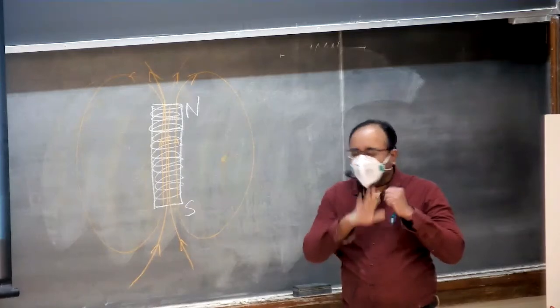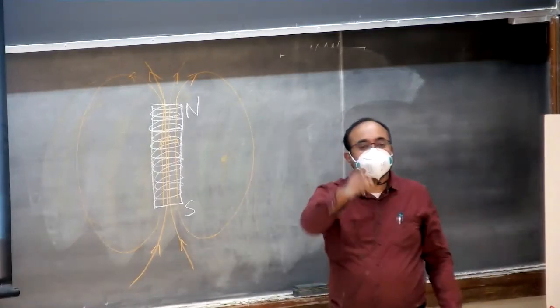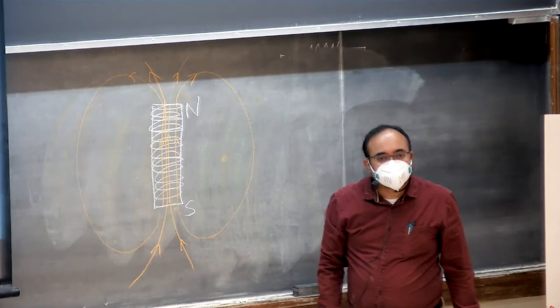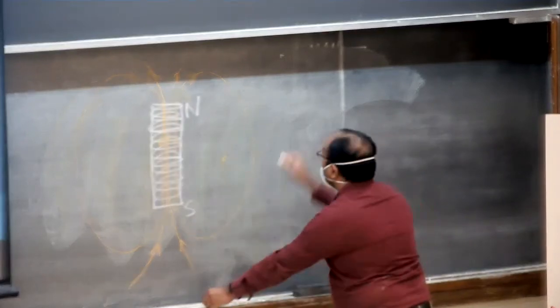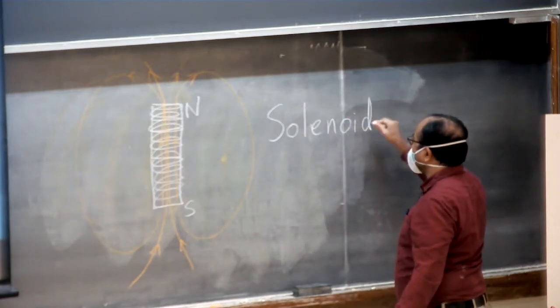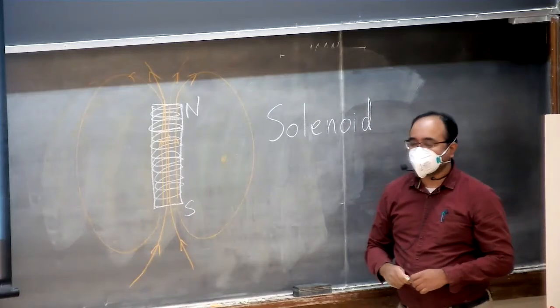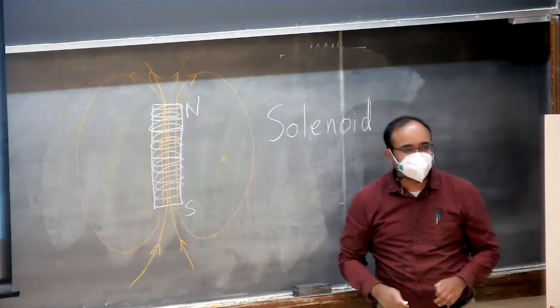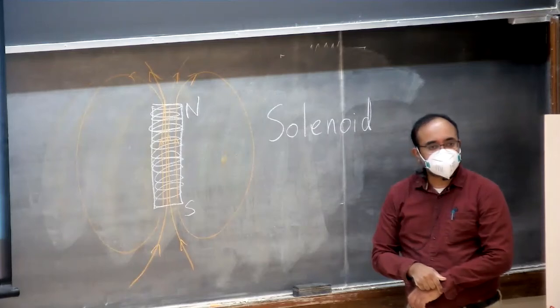Question. Can you say again what this is called? Sure, this is a solenoid. Sorry, that's not intuitive how to spell that. Other questions?